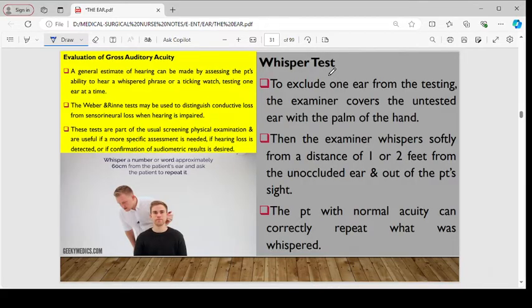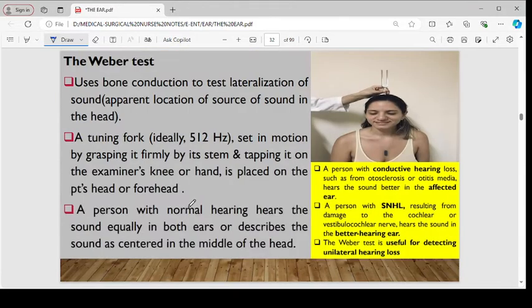We can also do a whisper test. You whisper a number or word approximately 60 centimeters from the patient's ear and ask the patient to repeat them. For the whisper test, you have to exclude one ear from the testing, and the examiner covers the untested ear with the palm. When the examiner whispers softly from a distance of 1 to 2 feet from the unoccluded ear, out of the patient's sight, the patient with normal acuity can correctly repeat what was whispered.